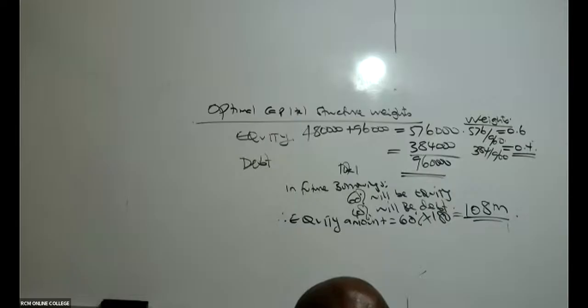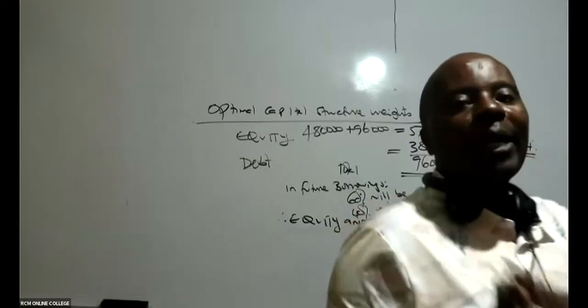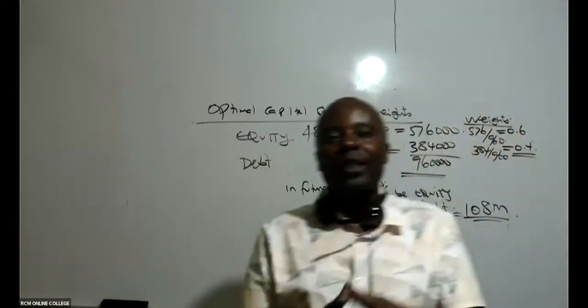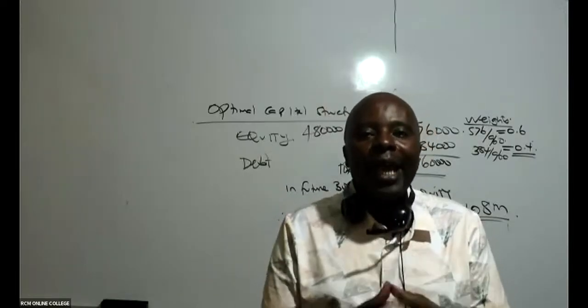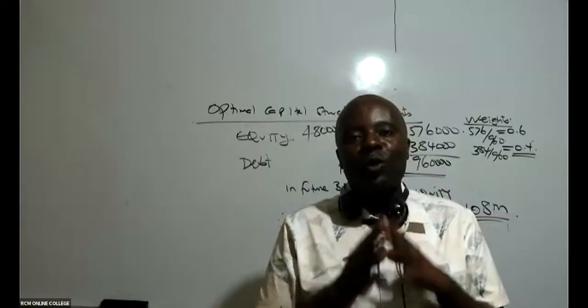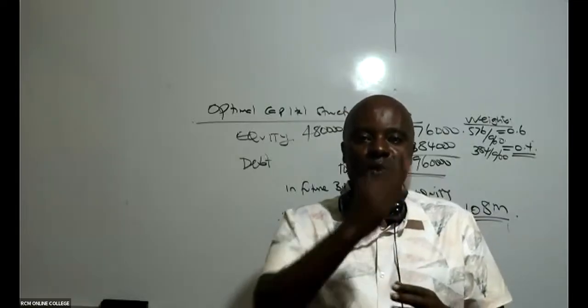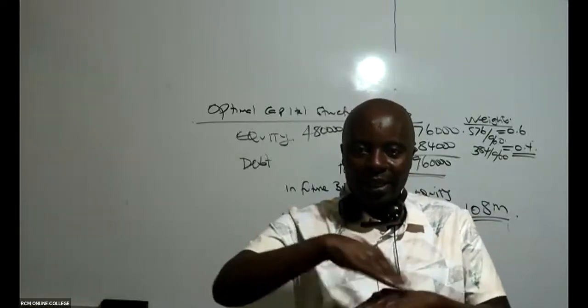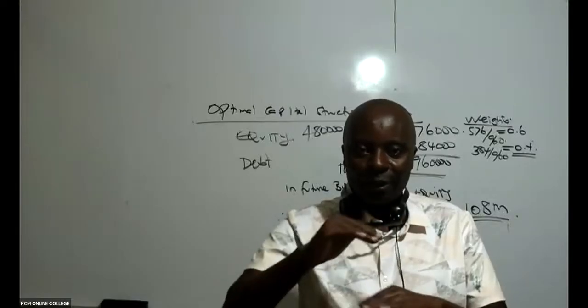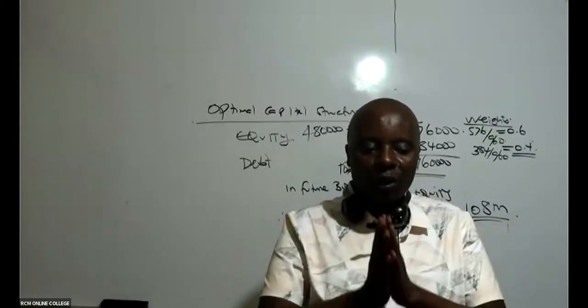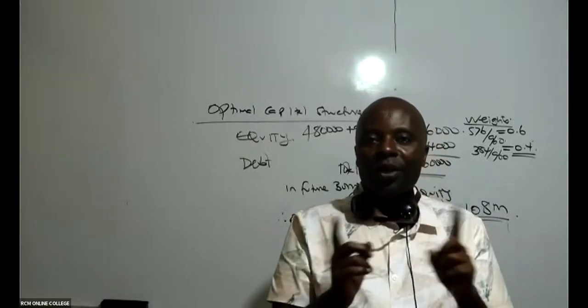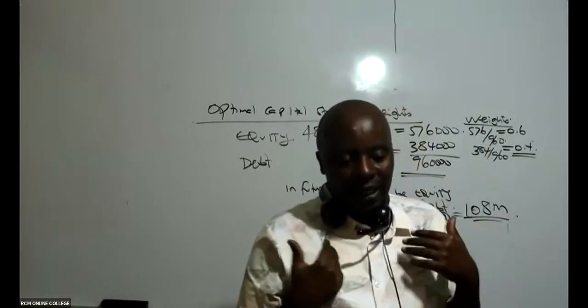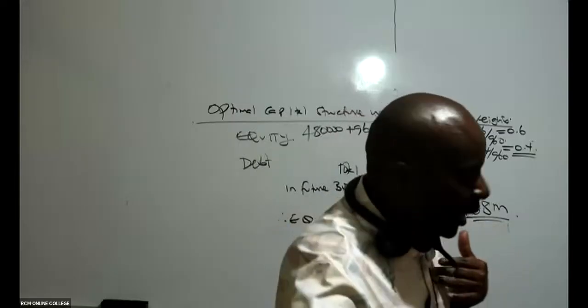By definition, remember that the optimal capital structure is that capital structure that minimizes WACC, where the cost of capital is at its bare minimum. That is what we call the optimal capital structure. We don't want to move from those percentages. Just for understanding.